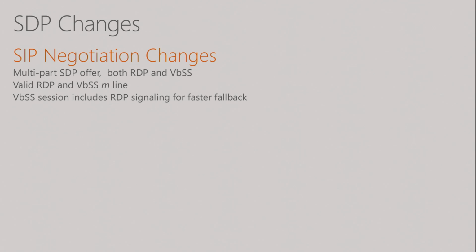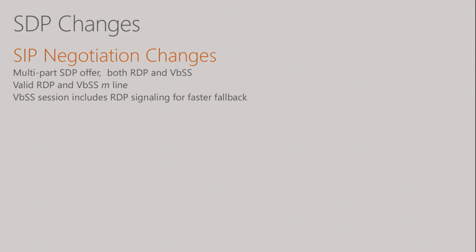Why do we do that? Tell me, why are we negotiating both? Exactly, speed of fallback. What we didn't want to have happen is, oh no, someone joined that doesn't support VBSS, so let's go back and renegotiate the media. No, we want that to be super, super seamless, okay?